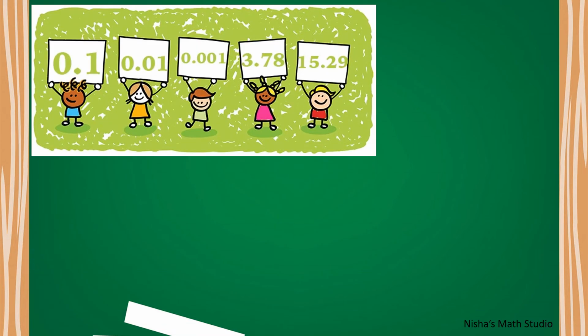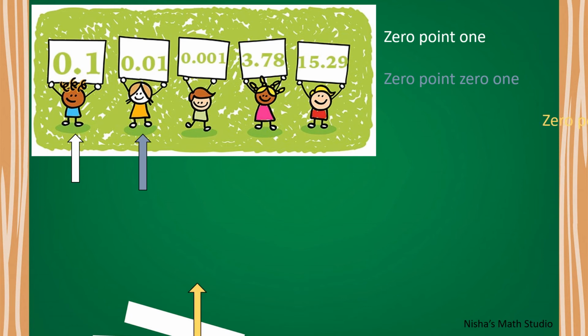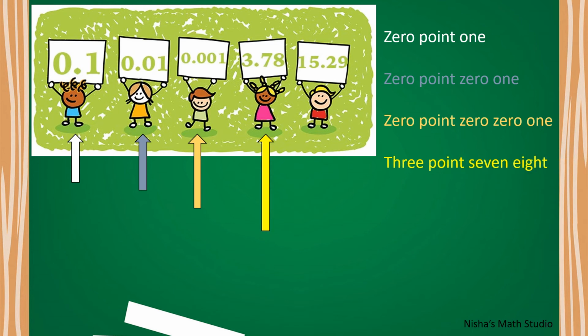Now let's see how to read the decimal numbers. You can see 5 decimal numbers here. First one is 0.1. Second one is read as 0.01. Next one 0.001. 3.78 and the last one 15.29.